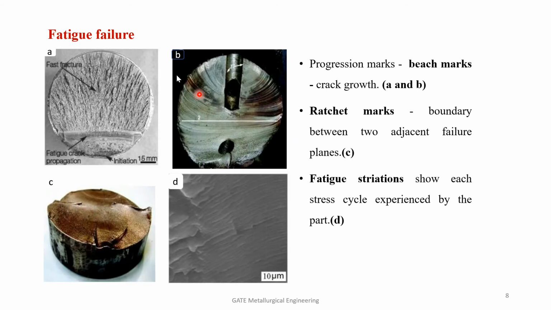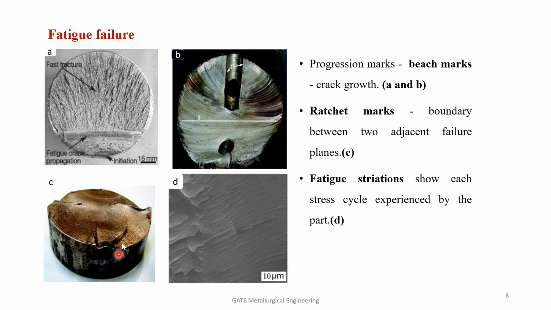So the next is fatigue failure. Fatigue failure means that the material will be subjected to repeated cycles of stress, and due to these repeated cycles of stress, eventually at a particular number of cycles the material will fail. So initiation of the cracks takes place at this point. The crack propagates and it becomes a fast fracture. That is why we have these beach marks. Similar kinds of beach marks are obtained in this image also. Therefore, progression marks or beach marks that denote crack growth are obtained in fatigue failure.